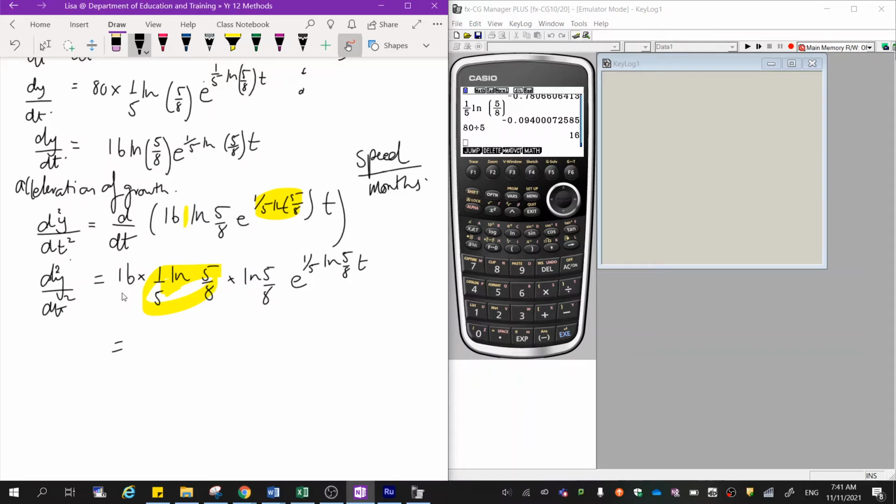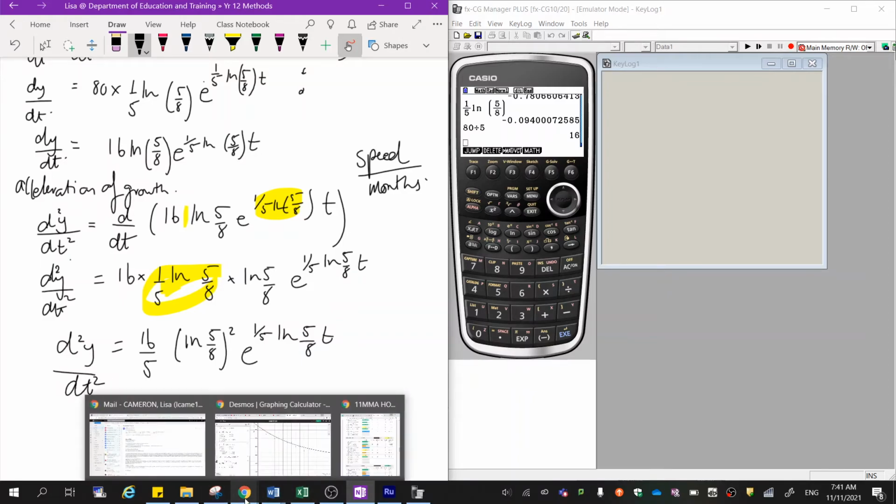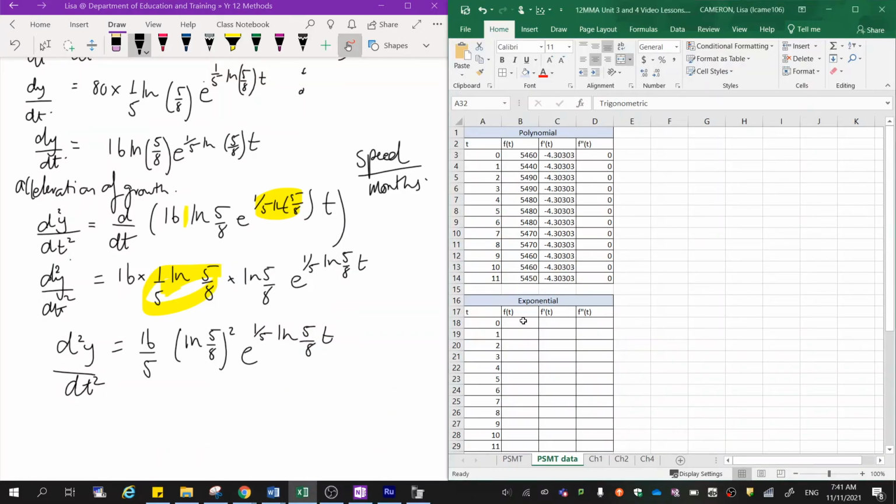Okay, so now if I simplify what I've got here, I'm going to end up with 16 over 5. We can't simplify that. ln 5 over 8 squared e to the power of 1 over 5 ln 5 over 8 t, and that is our second derivative. Now, obviously, I would type this all up nicely in my Excel document, but our next step is going to be to fill in this part here. These values are the same for everything. This part here represents your initial data.